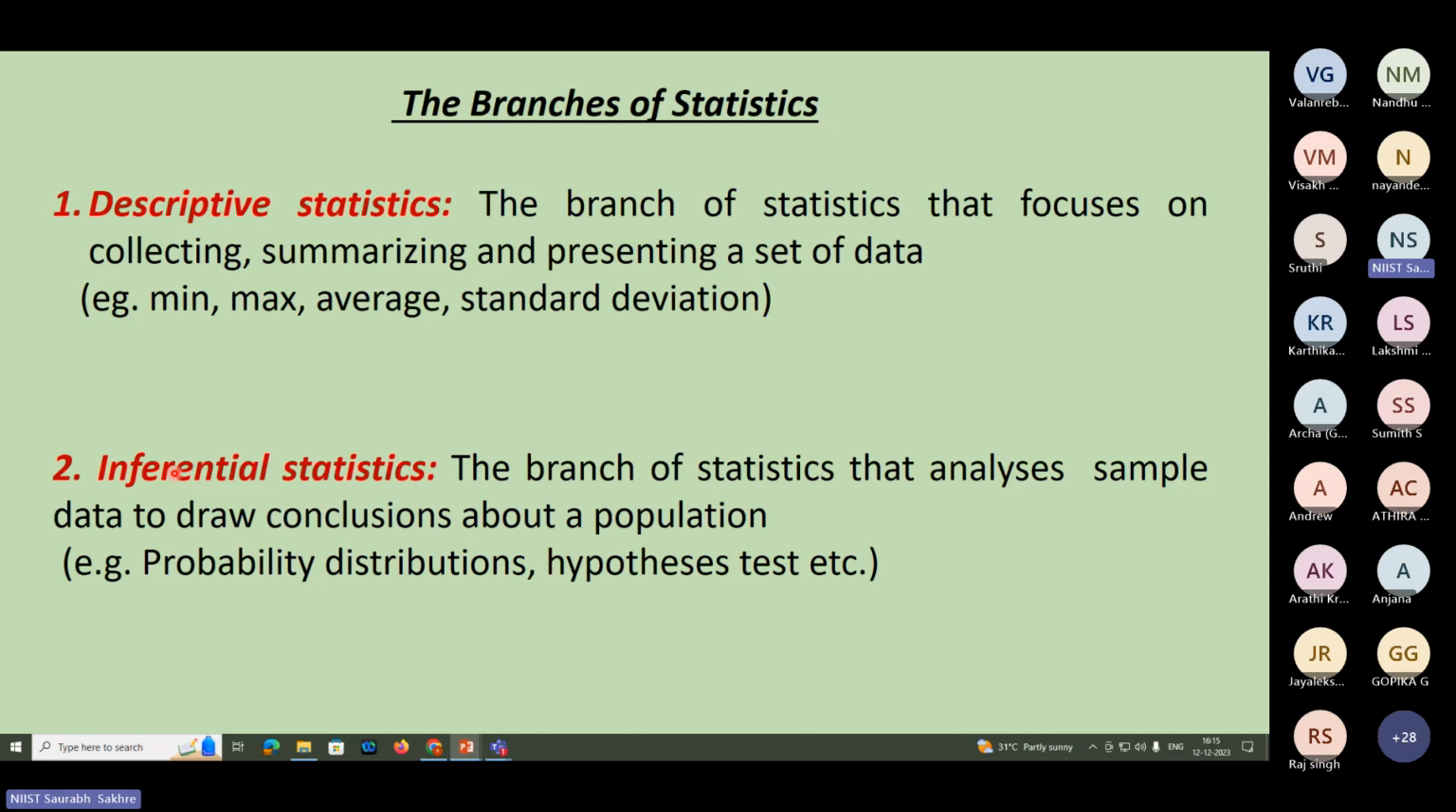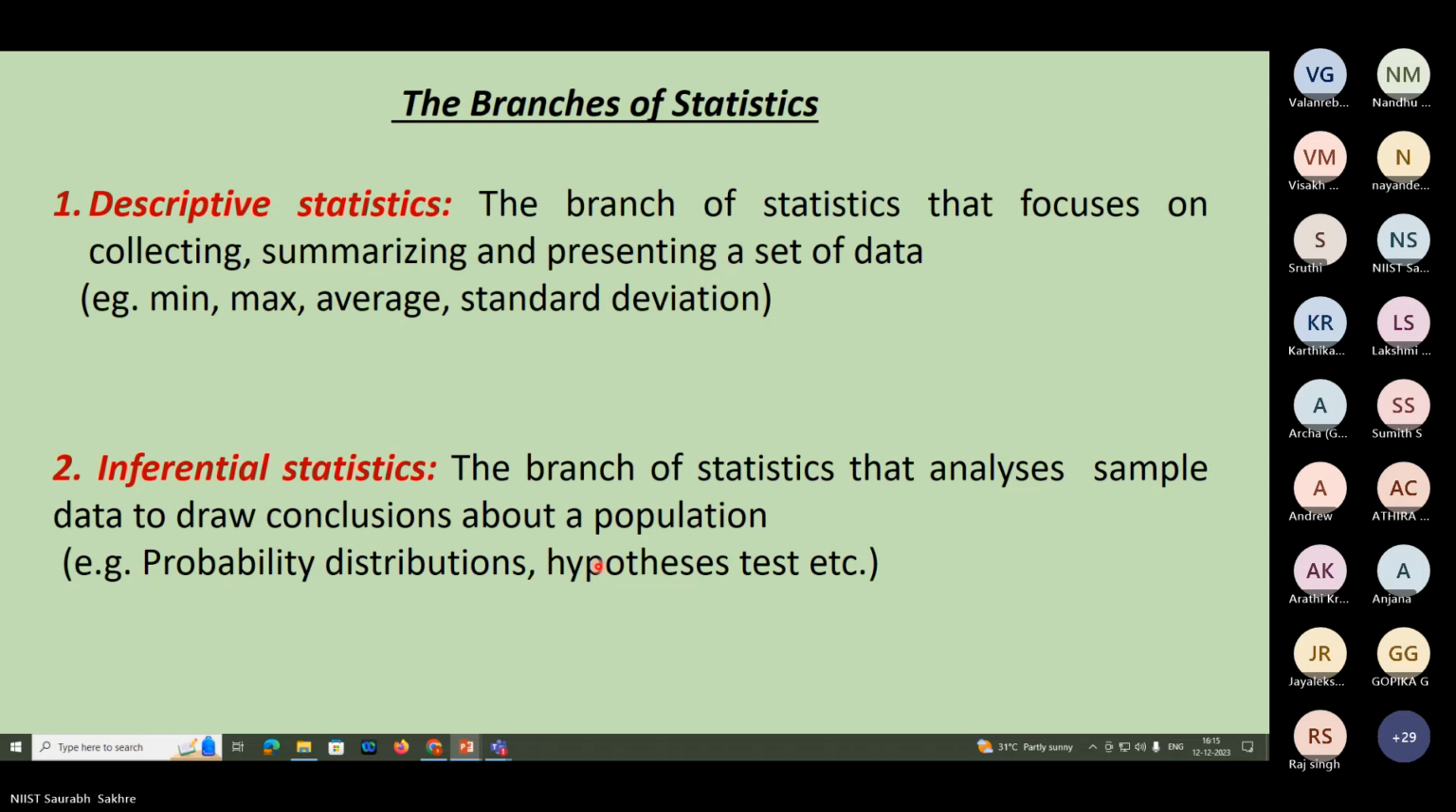The name inference itself means, grammatically from an English language perspective, to draw conclusions using a precursor set of events with some technical or mathematical help. That's why it is called inferential statistics. So inferential statistics is the branch of statistics that analyzes sample data to draw conclusions about a population. In this, we read probability distribution and hypothesis test.